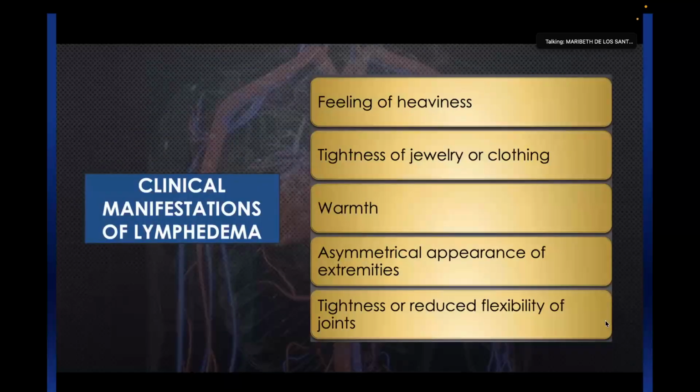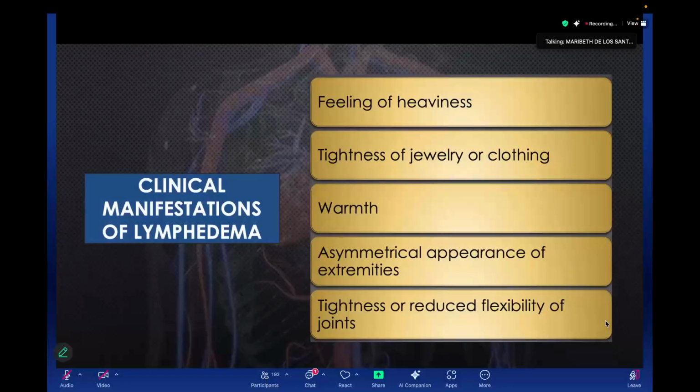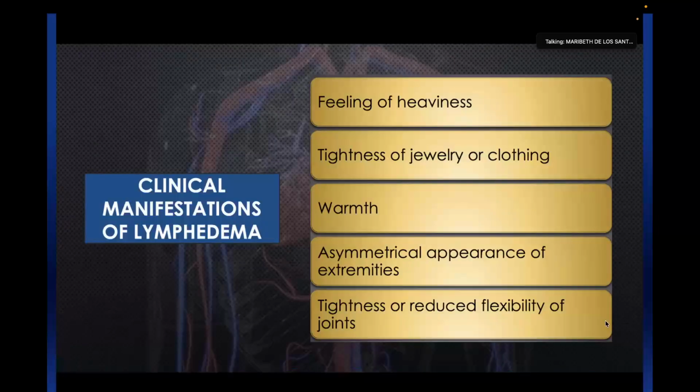So due to the lateral enlargement of the upper or lower extremity, one can expect that the patient may have the following signs and symptoms: feeling of heaviness, warmth, tightness, or reduced flexibility of joints. Of course, this is obvious. Asymmetrical appearance of extremities and tightness of jewelry or clothing.